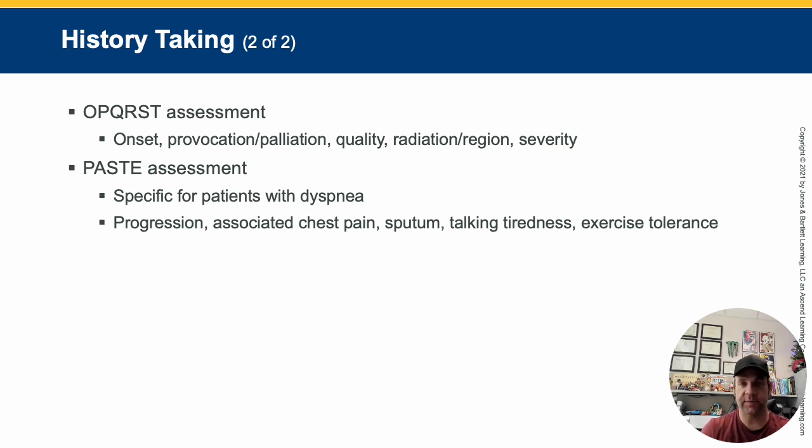Then we have the PACE mnemonic. This can be more focused for a respiratory assessment, and it's going to be helpful for your shortness of breath cases. You have your P, which is progression. Has it been getting worse over time? A, associated chest pain. Is chest pain present along with breathing difficulty? S, sputum. Is the patient coughing up mucus? If they are, what color is it? T, talking tiredness. Can the patient speak in full sentences, or do they get tired relatively quickly?